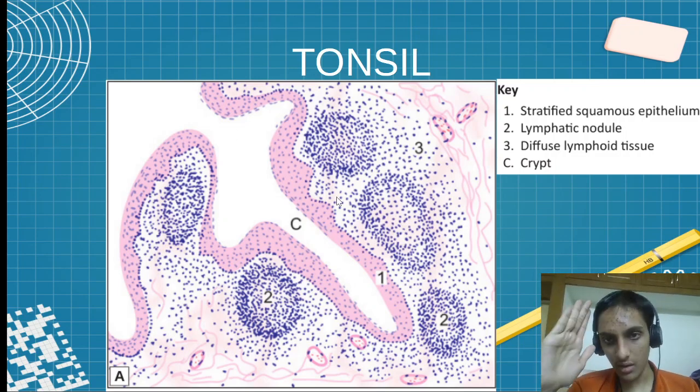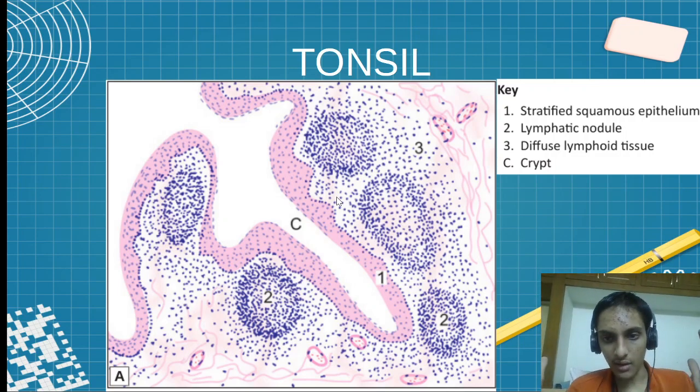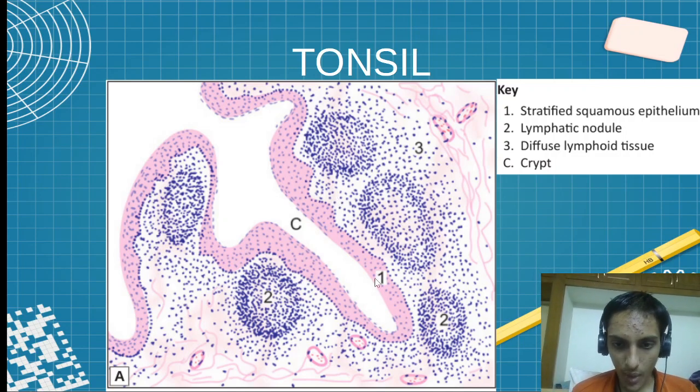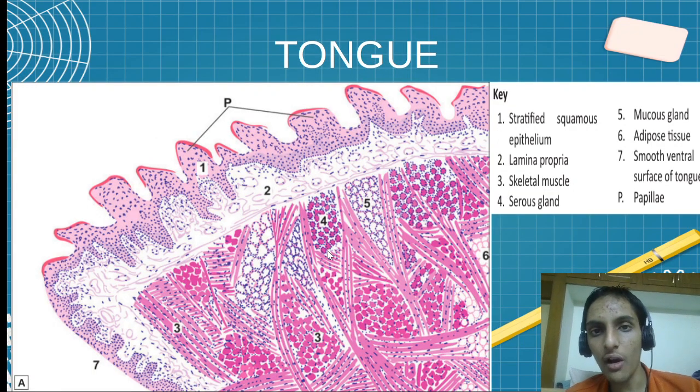And please remember, it is different from crypts of Lieberkühn. So please don't confuse with the crypts of Lieberkühn. So I repeat the important features: stratified squamous keratinized epithelium. Second is the lymphoid tissue. Then the scattering of the diffuse lymphoid tissue, and just the crypts of the tonsil. Next is the histology of the tongue.